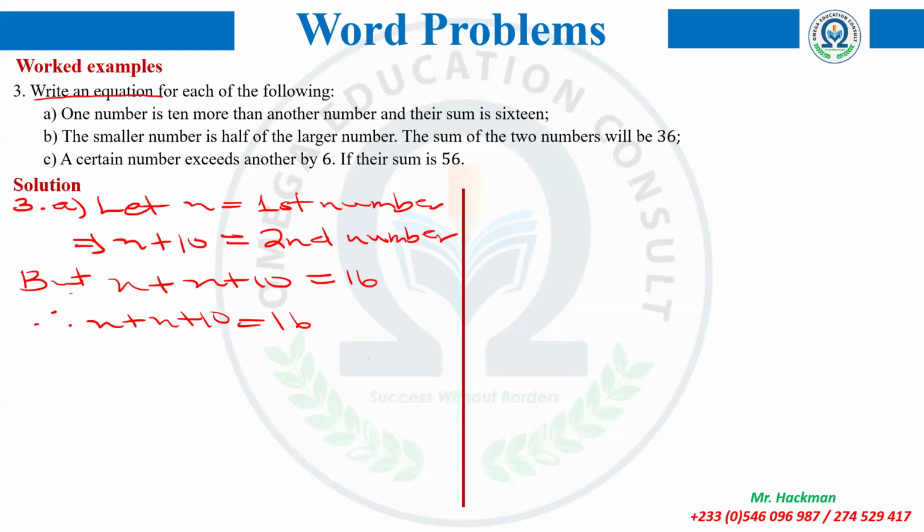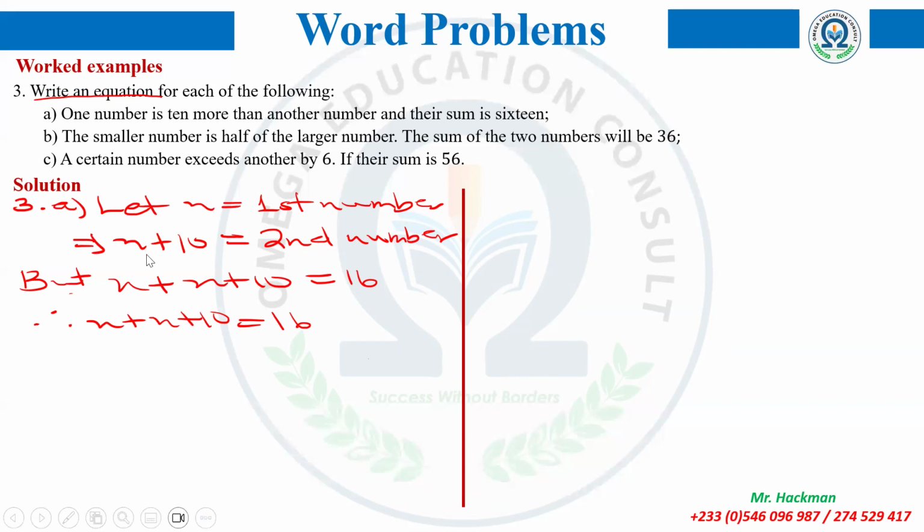Okay, in this case, this is what we said. One number is 10 more than the other number. So it means I have two numbers. One is small, one is what? Big. Is that okay? Yes, sir.